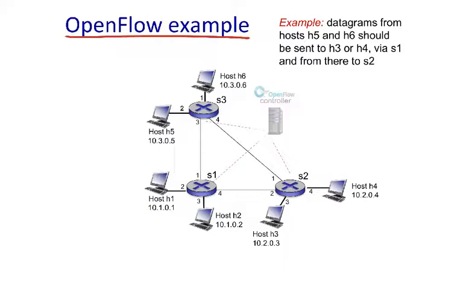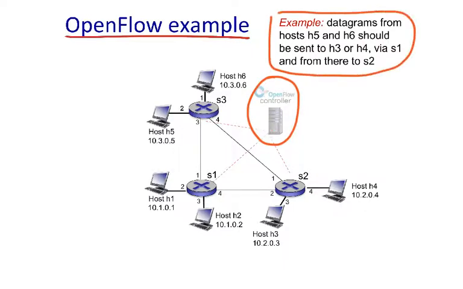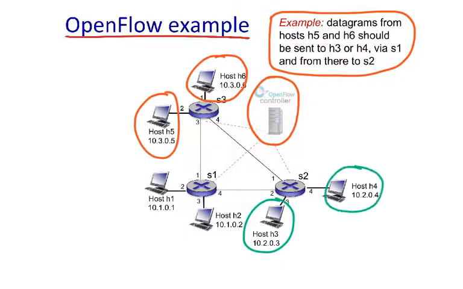Finally, I'm going to show you an example. The idea is to fill up all the flow tables of the 3 switches in the scenario. We have a scenario with 3 switches, 6 hosts connected in this way, and 1 controller. The example says that datagrams from host 5 and 6 should be sent to H3 or H4 via S1 and from there to S2. So this is the path that must be followed.